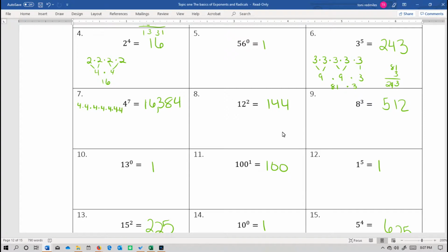This is multiplying 4 together 7 times. 1, 2, 3, 4, 5, 6, 7. So the first 2 is 16, the second 2 is 16, then 16 again, and then 4.